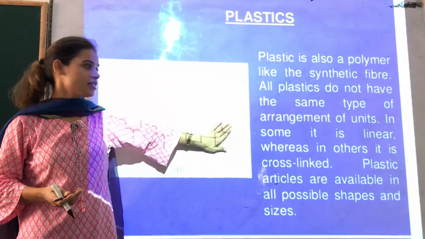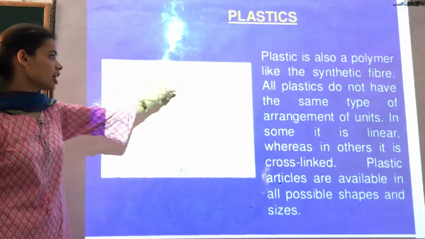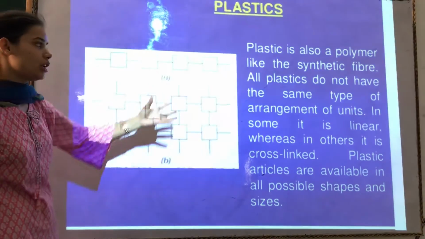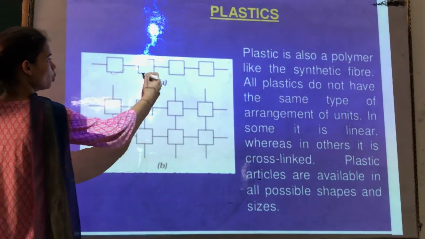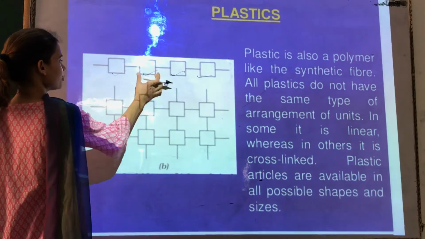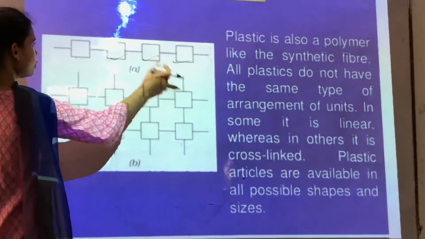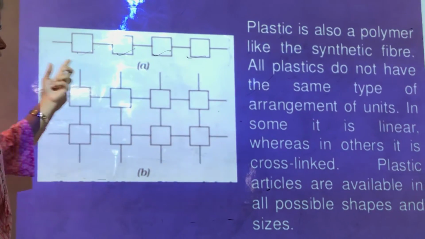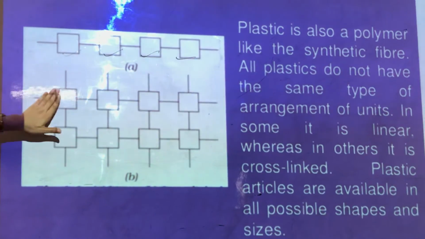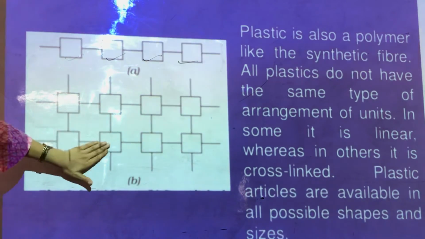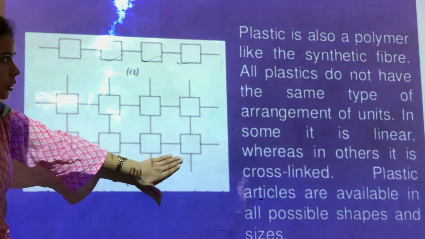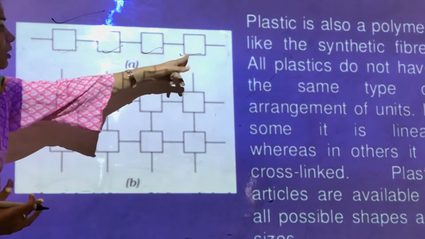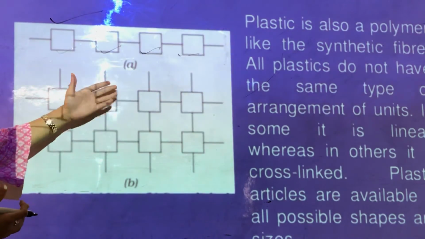As you can see on the screen, children, this is the chain of plastic. Plastic is also a polymer. It is made up of many monomers. Monomers means single units. Many single units join to form plastic. So it is linear, it has one single shape, whereas a few plastics are cross-linked. You will study about that a little later. So plastic has two types of shapes: one is linear, another one is cross-linked.